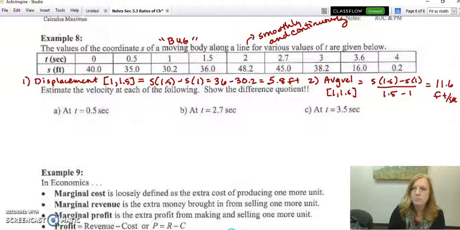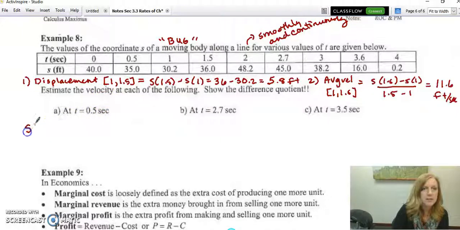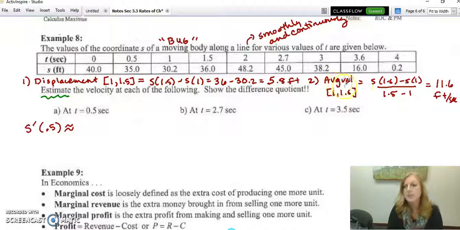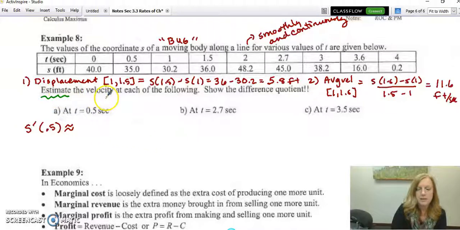Sometimes we might ask you to use the table to estimate the velocity, the instantaneous velocity that you're looking for, like here. So I want to basically get an estimate for s prime of 0.5. Now let's talk about what our options are here. Now notice it asked me to estimate. It did not ask me to find the exact value. It asked me to estimate. These are exact values. This is the displacement. This is the average value from 1 to 1.5. So they're specific values that I have calculated. I'm trying to estimate the instantaneous velocity, and the only way that you can do that is by looking at your average velocities for these values.